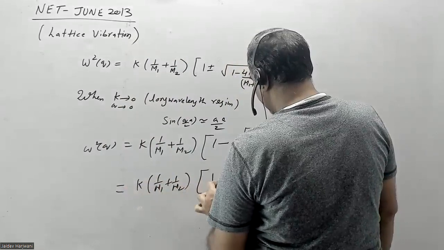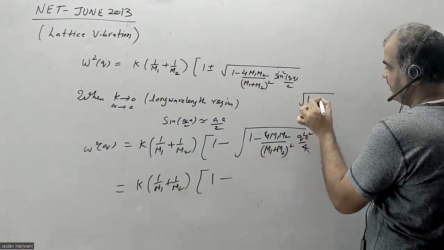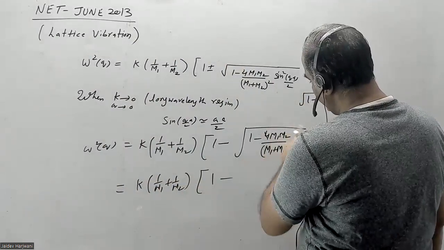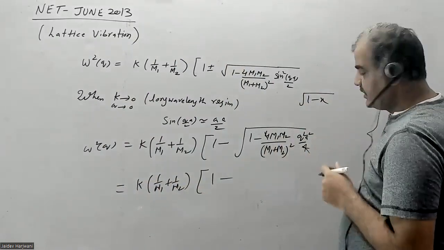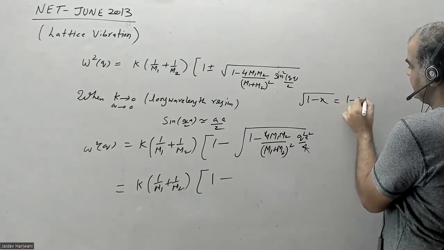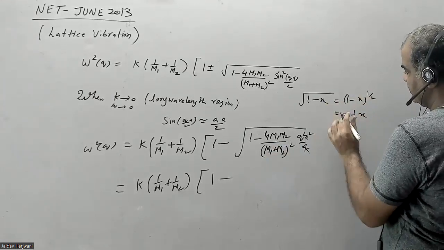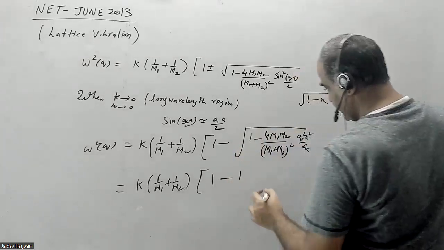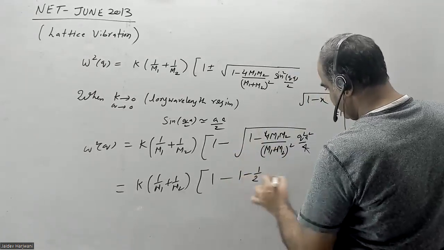Now 1 minus, this we can open by binomial. We know 1 minus x. Here qa, where a is the lattice constant and q is also very small, so this whole quantity is less than 1, because a is a lattice constant whose value is in angstrom. So I can write 1 minus x, that is 1 minus x power half, is equal to 1 minus half x. Let me solve this under root. If we expand this one, this will give me 1 minus half x.